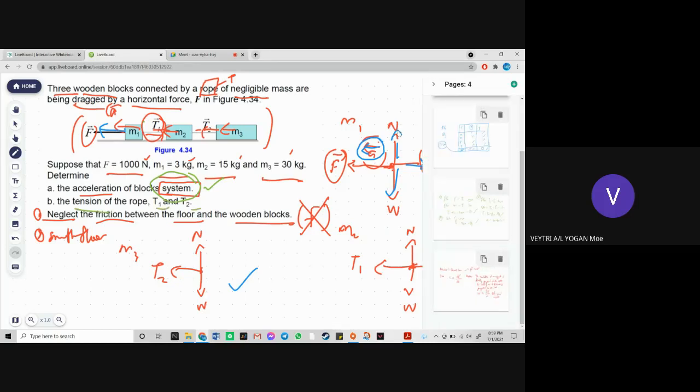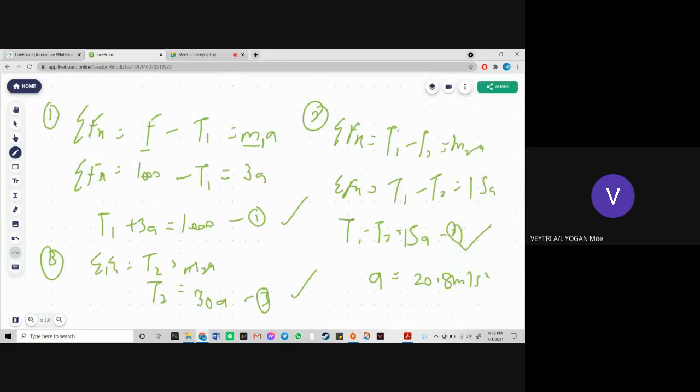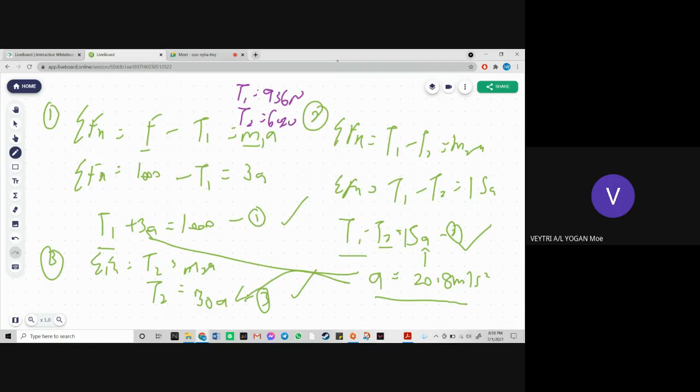Alright guys, just now, we already have equations, right? So the moment we have equations, you guys will get the answer of A. Can you guys substitute over here? A. I think you guys can substitute over there to get the value of your T1 and T2. So for your answers, after substituting your value of A, you'll be getting T1 equals to 936 Newton and T2 will be equals to 624 Newton.